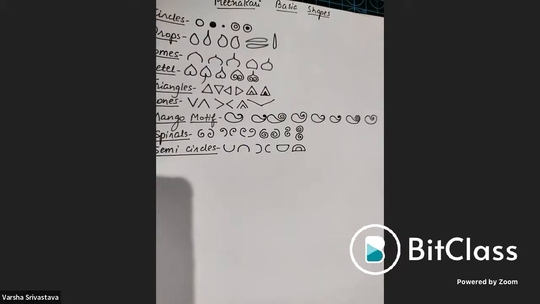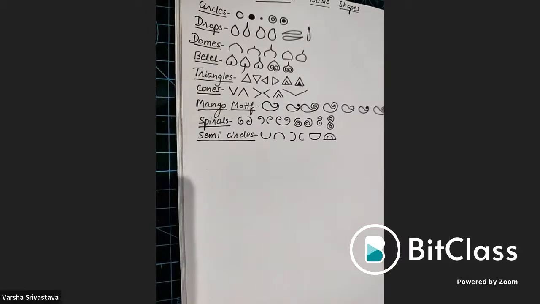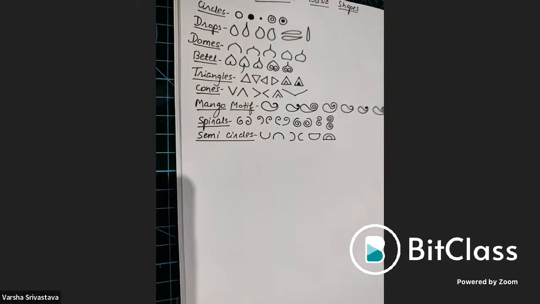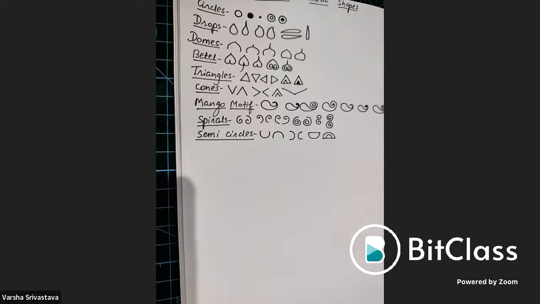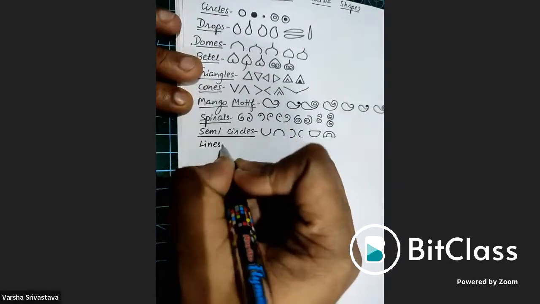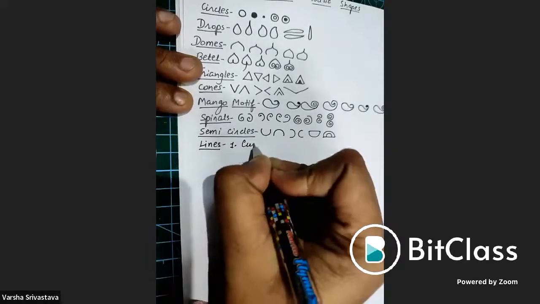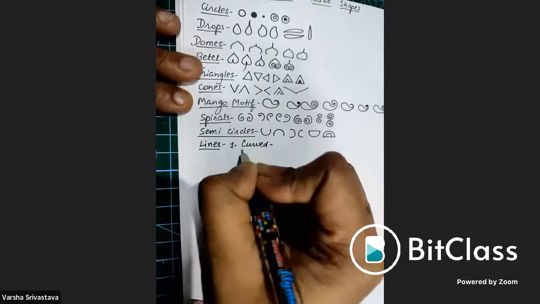These were the semicircles. Now next I'm going to make the lines, and I'm going to make the lines in 7 subcategories. Okay. And after that we will be done with the basic shapes, and then we will proceed with the basic borders. So for the lines, just write lines over here and then write number 1, which is the curved lines or the curves.